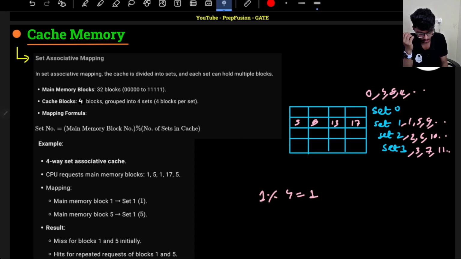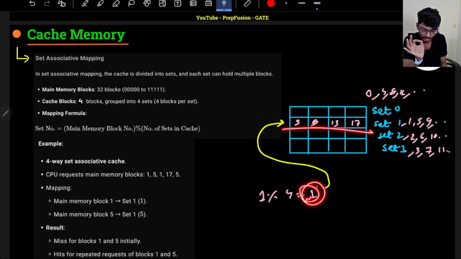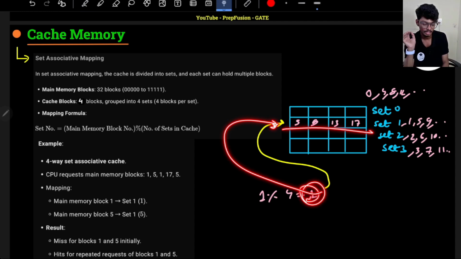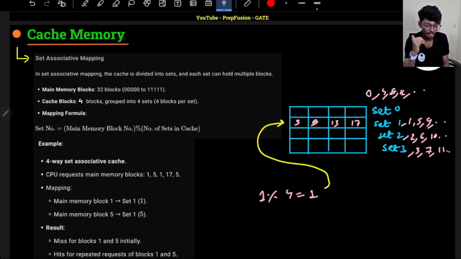Now as soon as I bring block 1 to my cache memory, block 1 will be placed in set number 1. That is confirmed. But in which block of the set? Because there are 4 blocks in a single set. Which one will I replace? Will I replace 5? Then 9 will say, why don't you replace me? Will I replace 9? Then 13 will say, why don't you replace me? So which one will I replace?